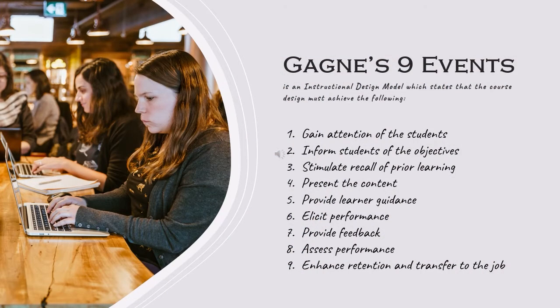Once I knew the learning theories I was going to work with, and then the types of information I was going to cover by using those theories, I had to decide on a course design model. I chose Gagné's 9 events. These events are essentially all the things that need to happen within the course to promote learning.